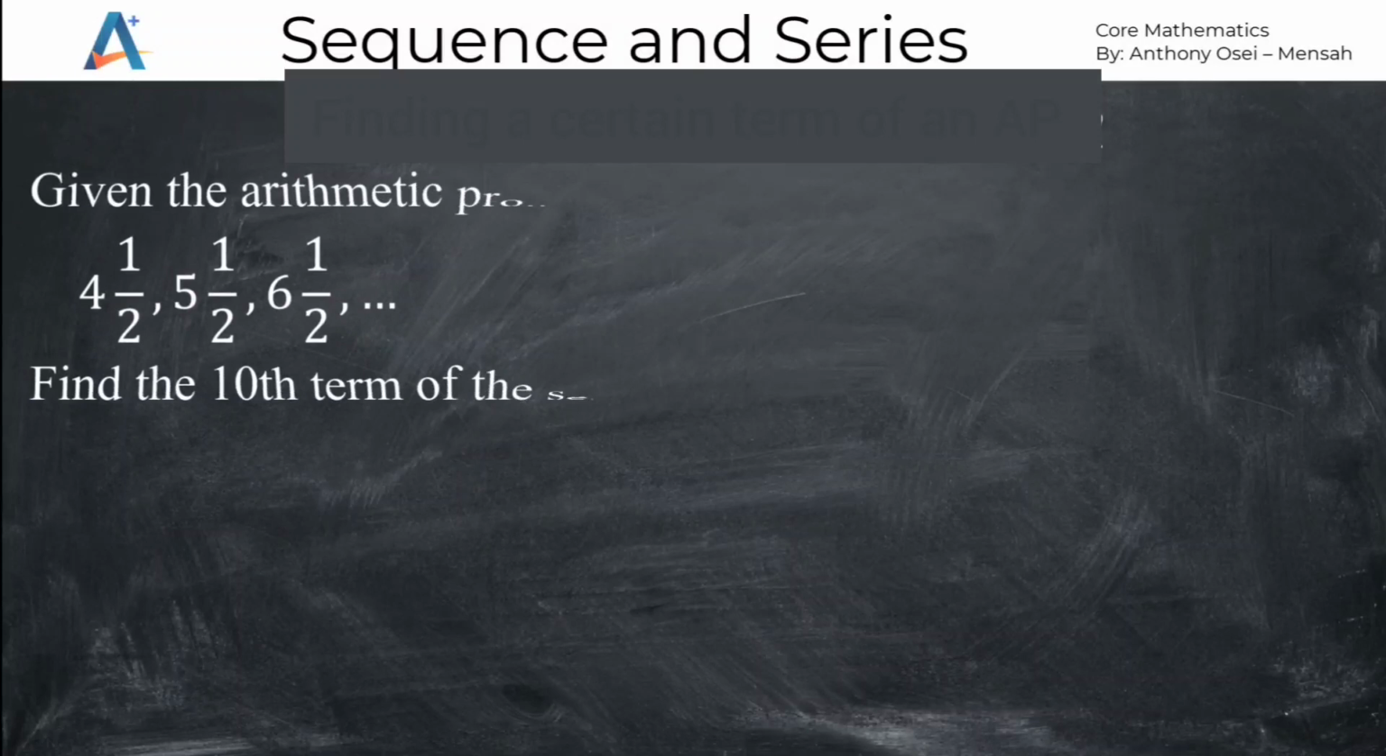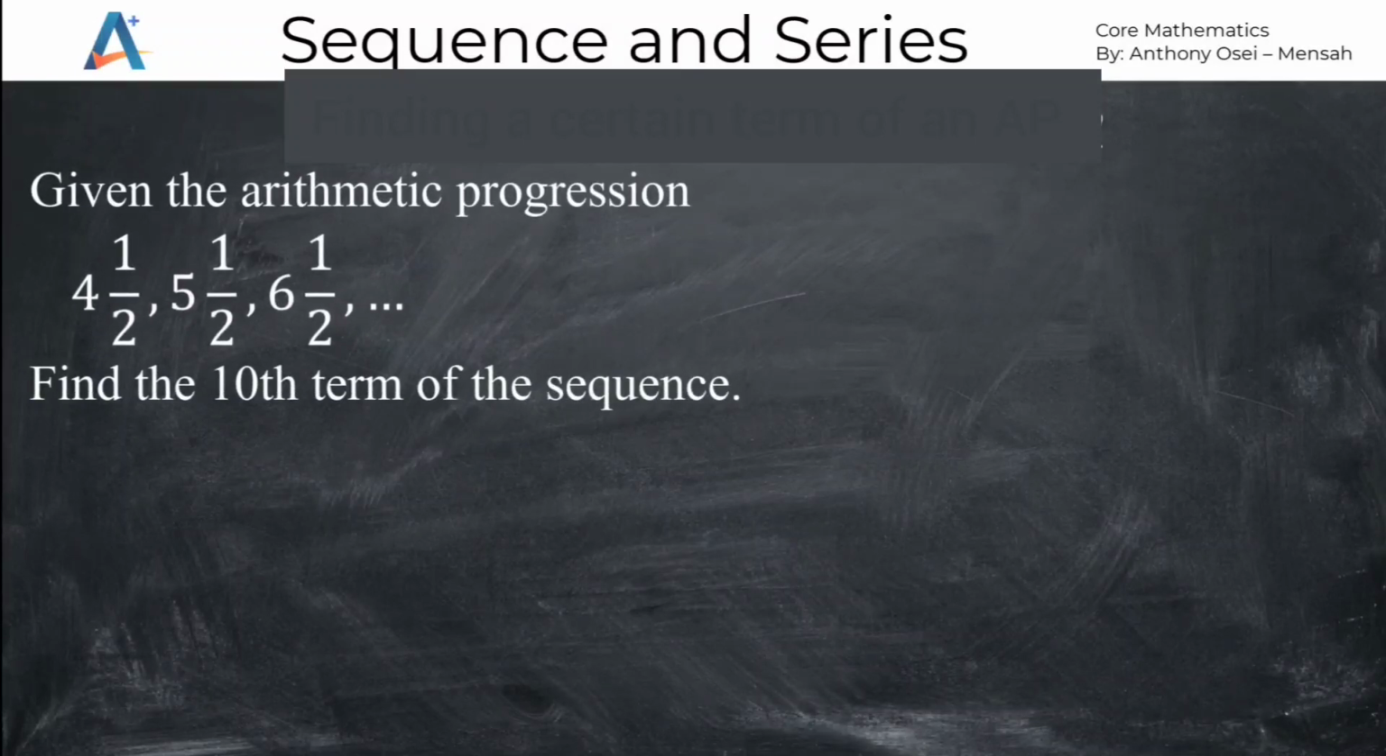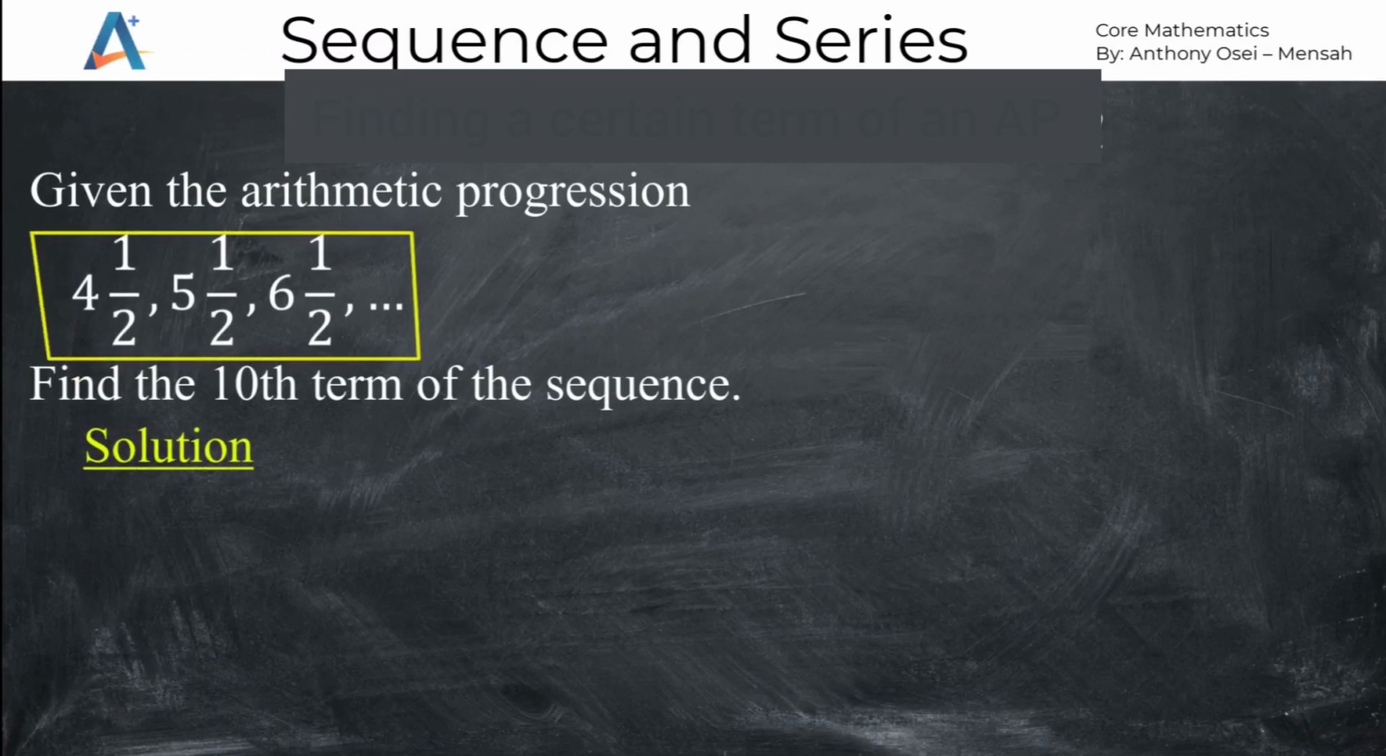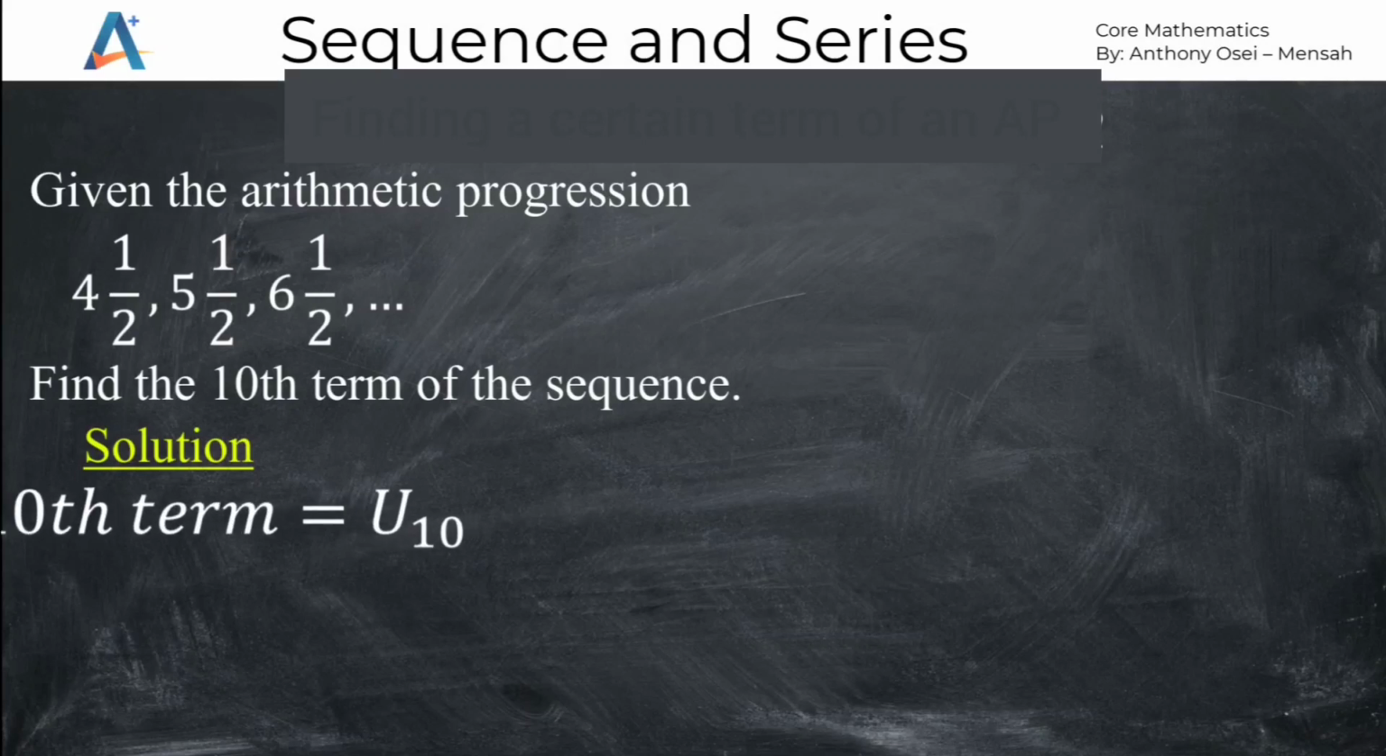Now in this question, it reads, given the arithmetic progression 4 1/2, 5 1/2, 6 1/2, and so on, find the 10th term of the sequence. Now you're supposed to find the 10th term of this sequence. Because of the 10th term, we have the symbol U10. And since we are finding a certain term called the 10th term, we need the nth term or the general formula for the term to be able to extract that of the 10th term.